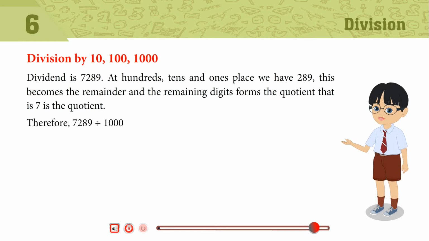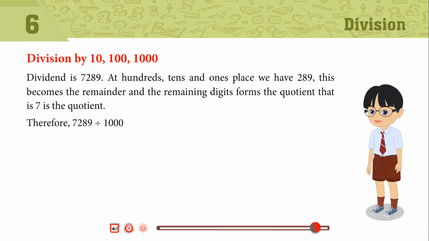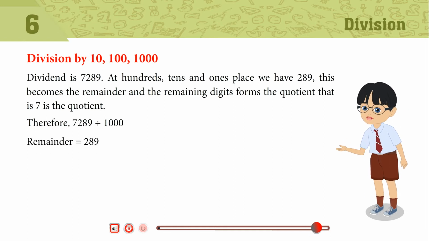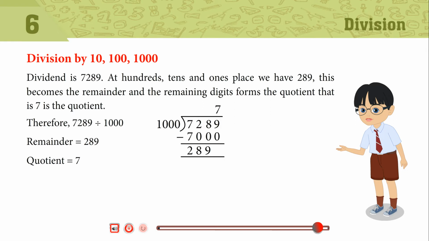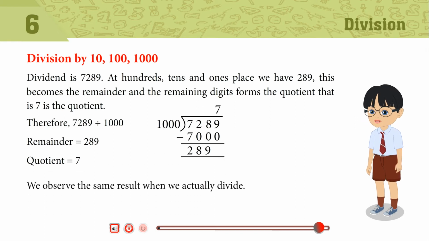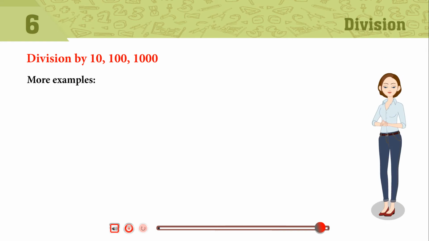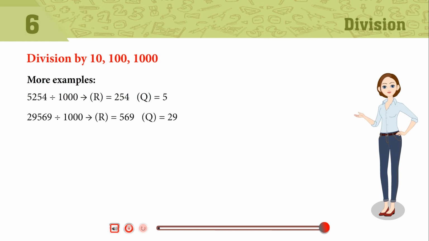Therefore, 7289 divided by 1000, remainder is equal to 289, quotient is equal to 7. We observe the same result when we actually divide. More examples. 5254 divided by 1000, remainder is equal to 254, quotient is equal to 5. 29,569 divided by 1,000, remainder is equal to 569, quotient is equal to 29.